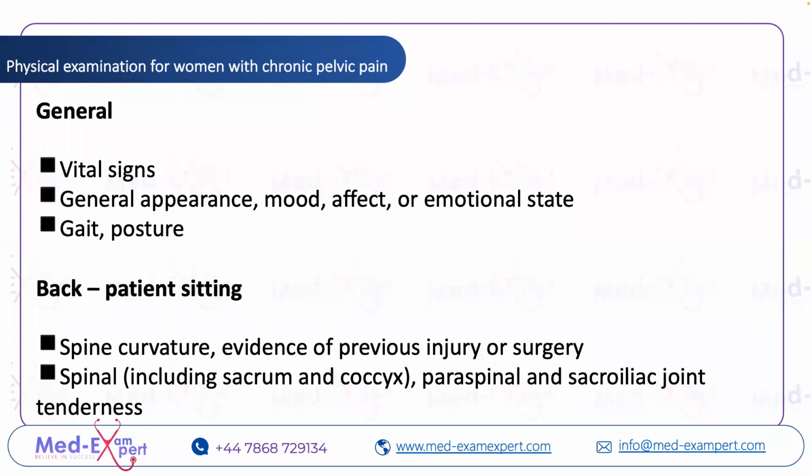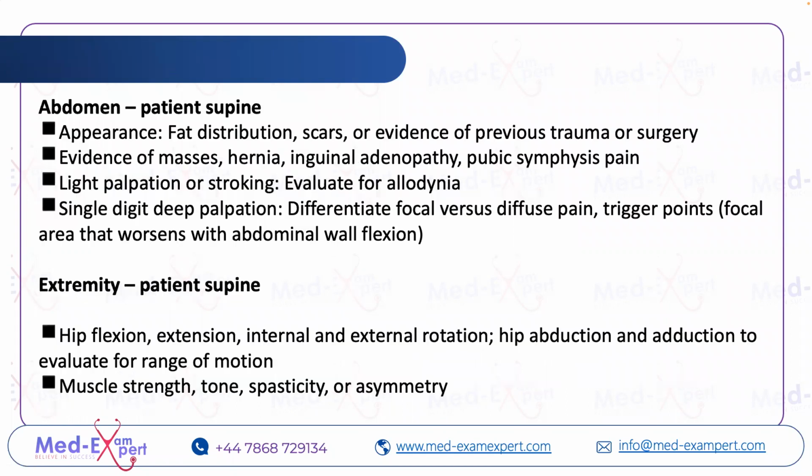So generally, of course, you need to know the vital signs of the patient. What is the general appearance of the patient? What is her mood and emotional state? How is she walking to the couch? Once she's sitting, how is she sitting? Is she sitting straight, or is she bending herself? So maybe that pain is related to her spinal column.